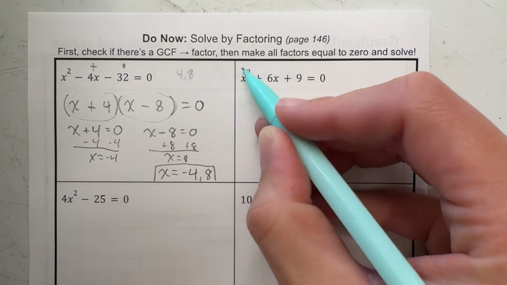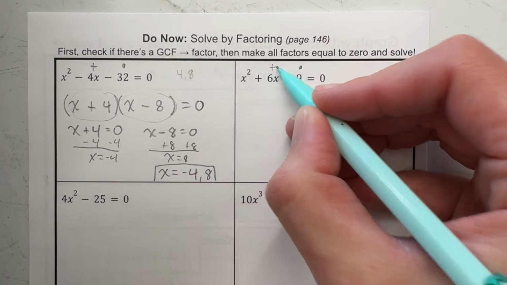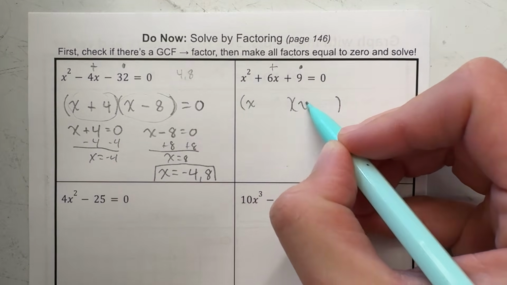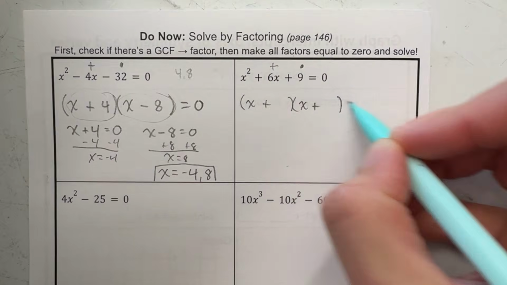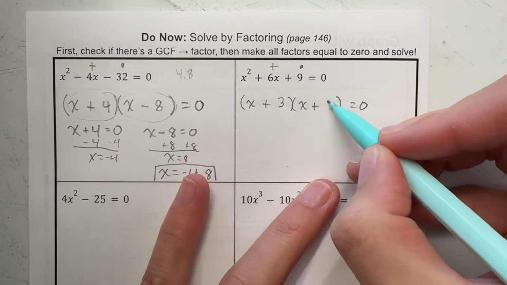Over here, same deal. I notice there's x squared out in front, so no GCF. I'm looking for two numbers that multiply to 9 and add to 6. I notice that everything here is positive, so I'm going to go ahead and put positive, positive. Two numbers that multiply to 9 and add to 6 are 3 and 3.